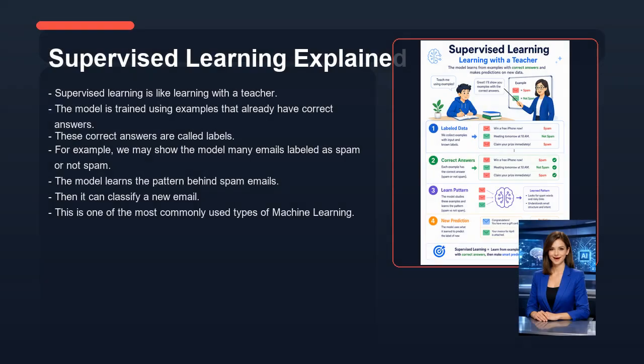Now let's look at supervised learning explained. Supervised learning is like learning with a teacher. The model is trained using examples that already have correct answers. These correct answers are called labels. For example, we may show the model many emails labeled as spam or not spam. The model learns the pattern behind spam emails. Then it can classify a new email. This is one of the most commonly used types of machine learning.